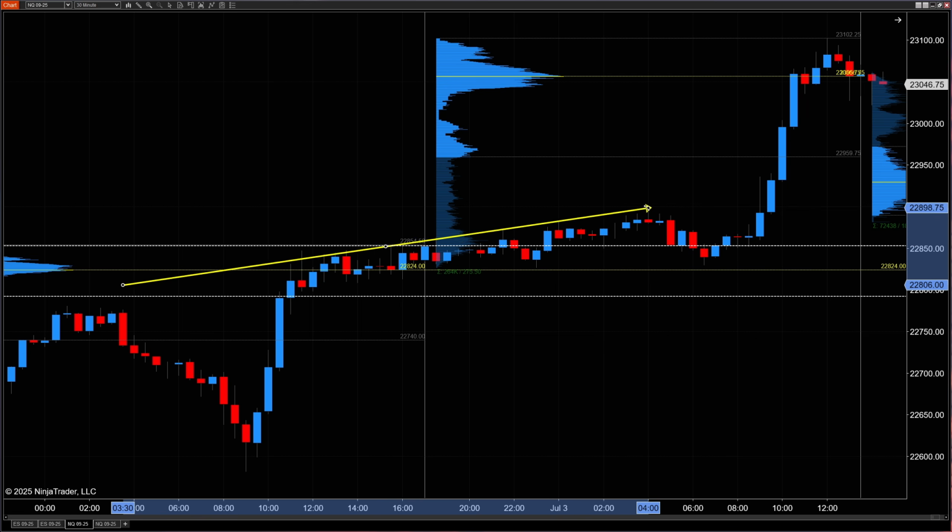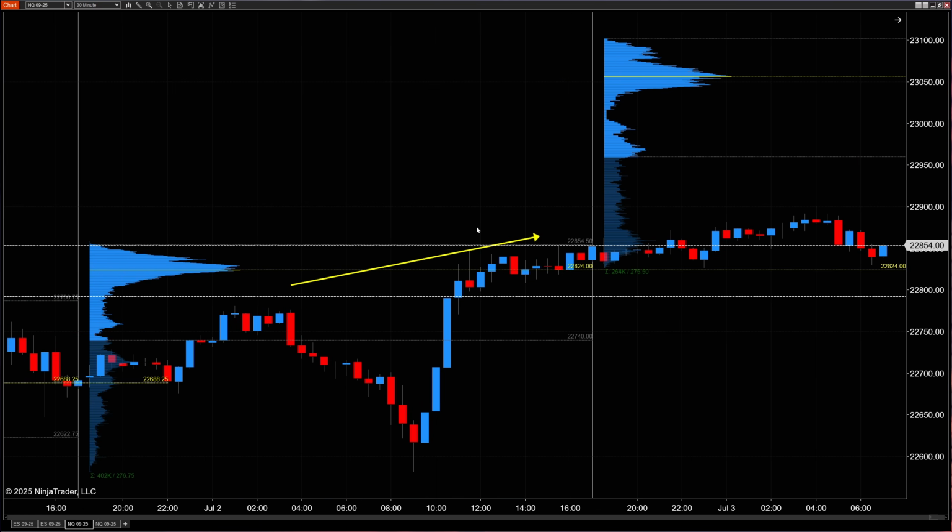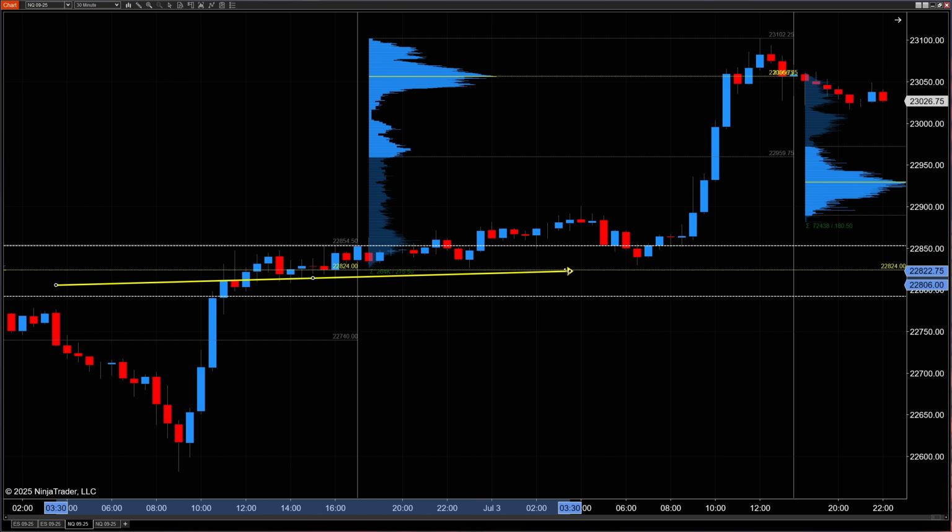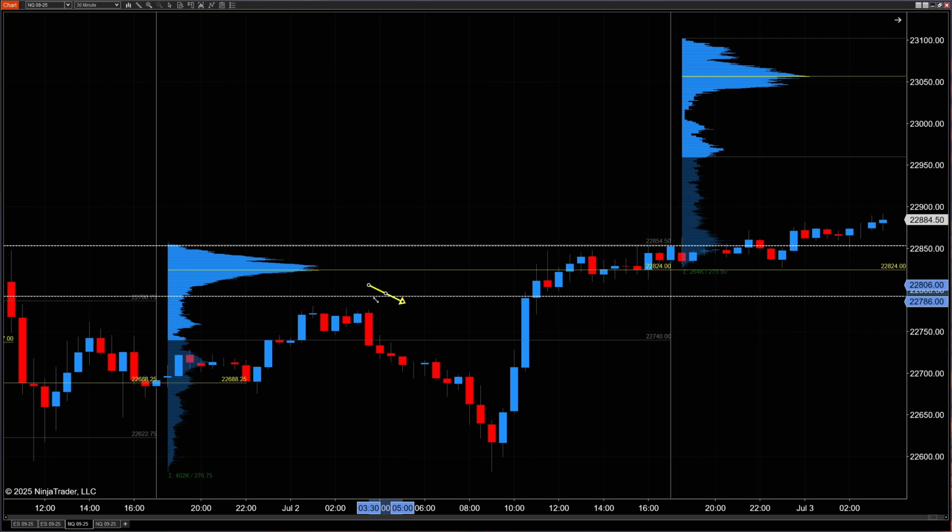If that's going to be the case, once we start getting back down below the upper edge of that P-shaped profile, then I want to look to start to target that point of control. If we can break that, then we start to target the lower portion of that P-shaped profile, the distribution area of the P-shaped profile. Then anything below that, that's when I would turn my attention down towards the lower third of the range.